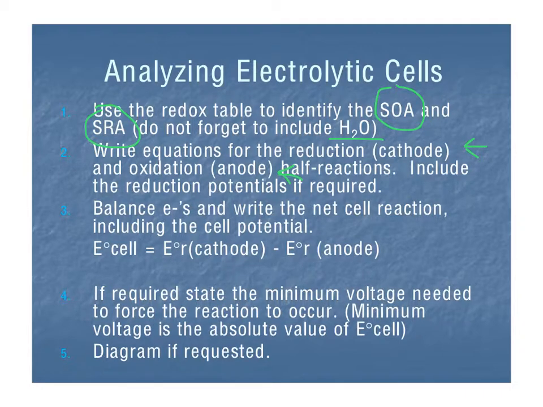Then determine the overall cell potential by using this equation. Again, it is the reduction potential at the cathode minus the reduction potential of the anode. For an electrolytic cell, the overall cell potential will be negative. This is also what is called the minimum voltage for this electrolytic cell to occur. Remember, this is the minimum voltage, and in lab practical situations, this voltage will often need to be higher than the minimum required. Lastly, draw the diagram if it's requested.